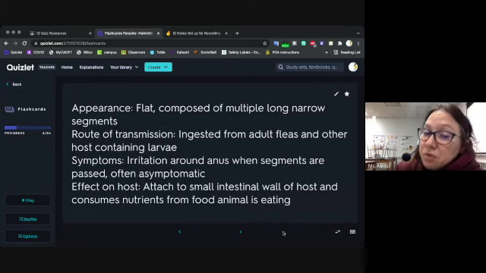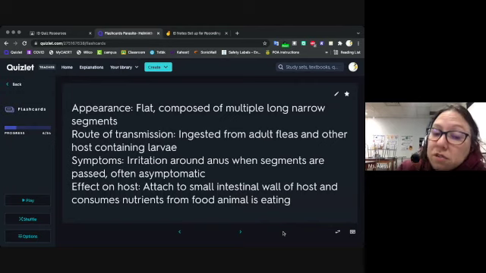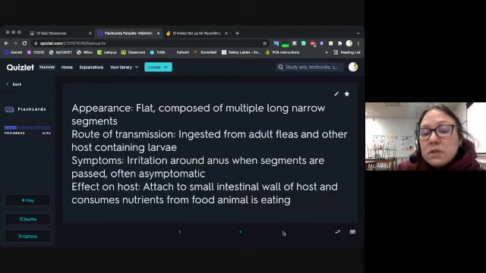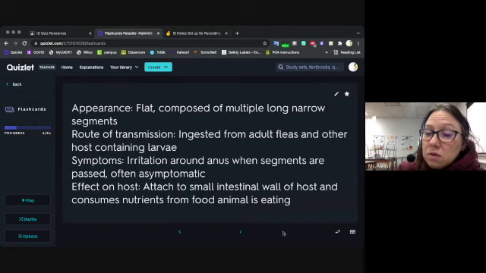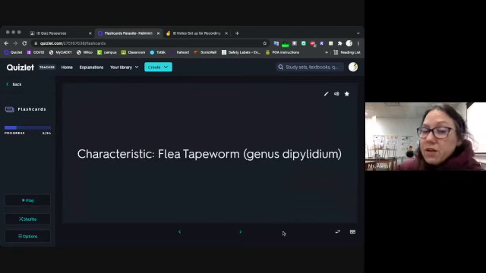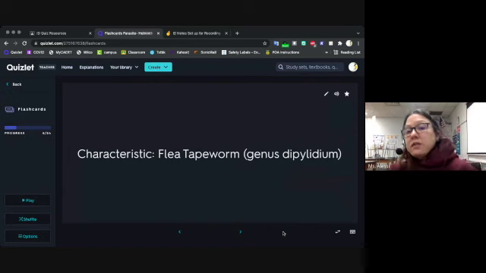Symptoms are going to be irritation around the anus or the rectum when the segments are passed, and often it's asymptomatic. So, asymptomatic, we learned from a packet, is not showing symptoms. Effect on our host, they are going to attach to the small intestinal wall of the host and consume the nutrients from the food the animal is eating. So, your animal may lose weight because the parasite is actually eating the nutrition. So your nutrition is not able to be absorbed into the body. So that is a flea tapeworm. So think of flea tapeworm, I get them from ingesting the fleas.